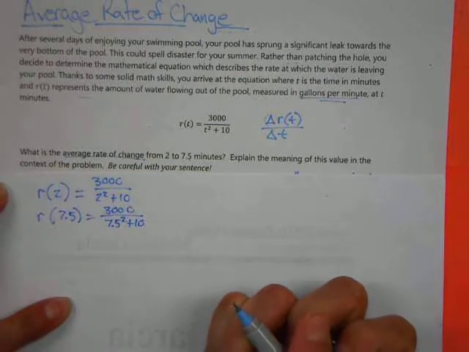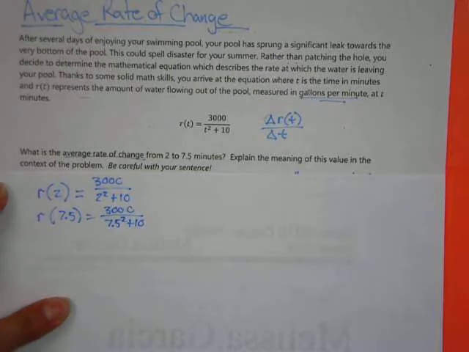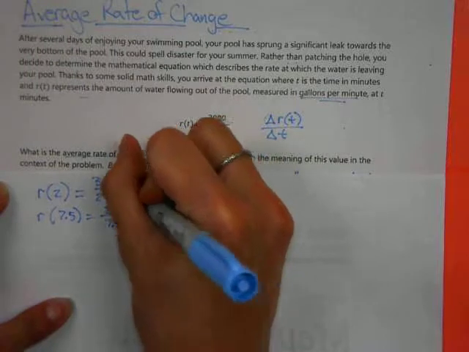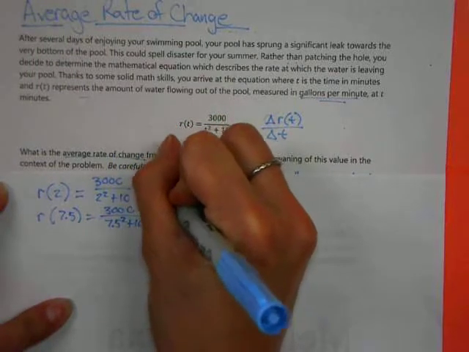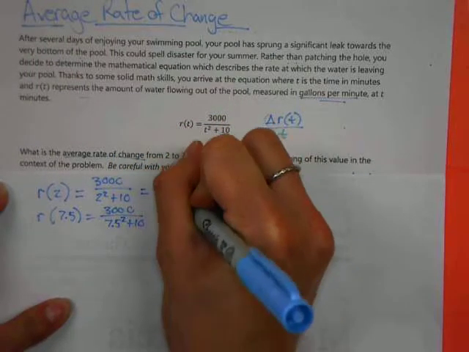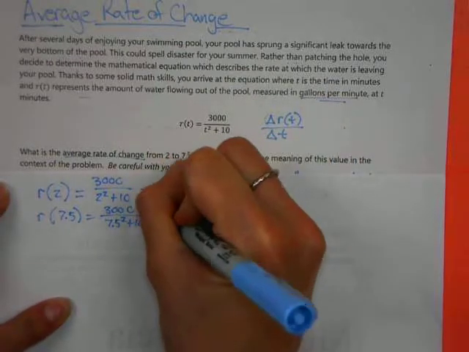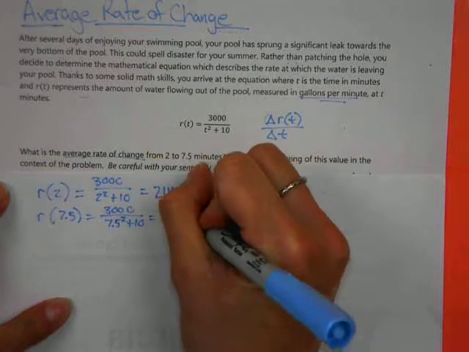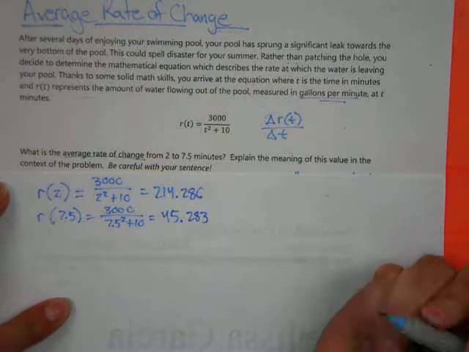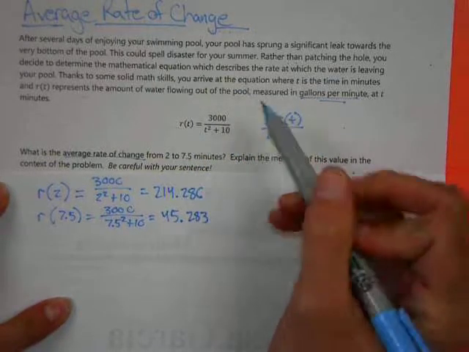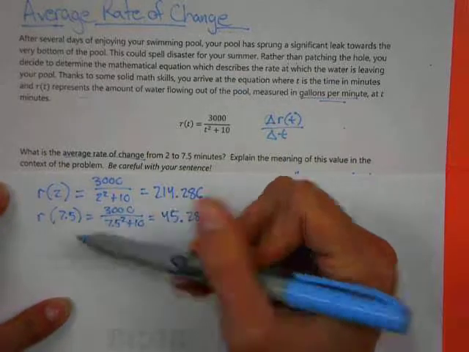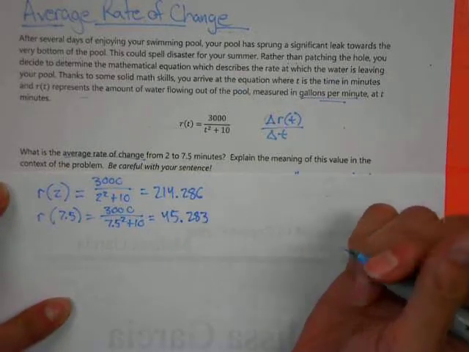We can plug those into our calculator. Let me pull up my calculator. And for R of 2, I ended up getting 214.286, and for R of 7.5, 45.283. So these are our rates, our y values that are going to go on top, and 2 and 7.5 are our t values that are going to go on the bottom.